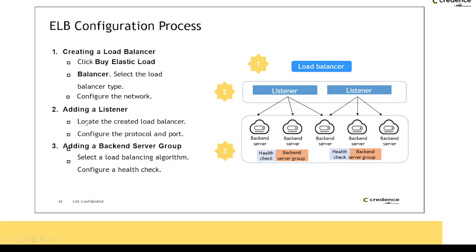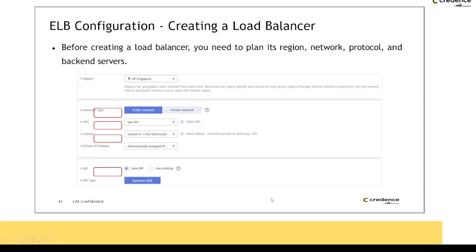So then you add a listener. Locate the created load balancer, that is the one that you create. Then configure a protocol endpoint, and then you add a backup server group. Select a load balancing algorithm. So you need to choose what algorithm that you want to use. Then you can configure a health check. Then you are good to go. So this is how you do it.